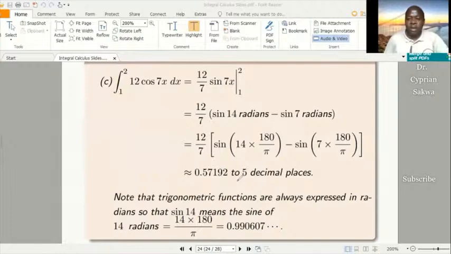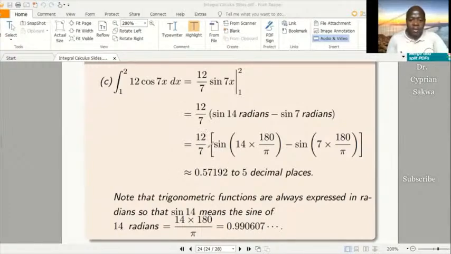For instance, on my calculator, when I press shift, I can see there's a pi. I press shift and press pi, pi comes like that. And if I press equals, that pi gives me something like 3.14159 and so on. So that's the pi that I'm using.